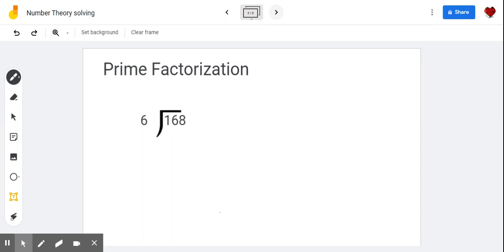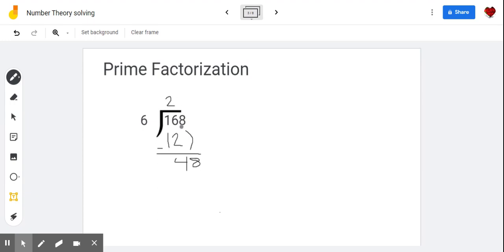We're going to start with prime factorization. And to get to our prime factorization of 168, we need to first do some long division. Don't worry, this is the only calculation that this theory is going to have us do. So let's start. 6 goes into 16 2 times. 6 times 2 is 12. 16 minus 12 is 4. Bring the 8 down, and you got 48.